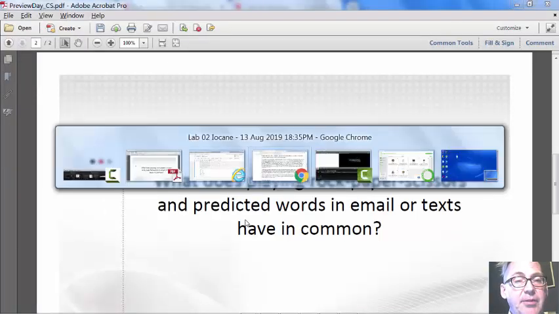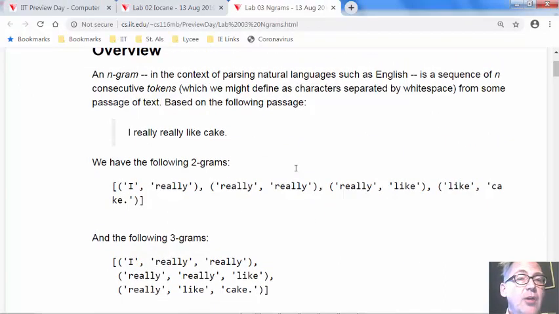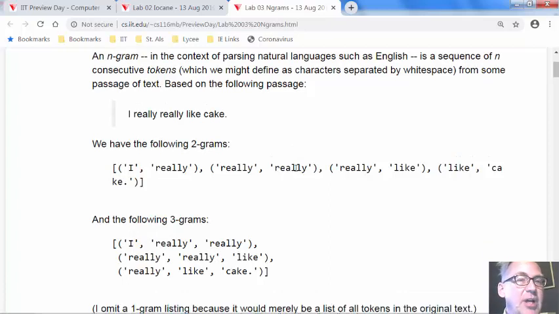Now the second step is, let's do this with words. So in natural language processing, a sequence of words, here we're calling them tokens, is called an n-gram. So a sequence of n consecutive words is called an n-gram. So three consecutive words would be a 3-gram and so forth. So here's some examples. So in this sentence, I really, really like cake. You could see there's an I really, a really really, and a really like, and a like cake.